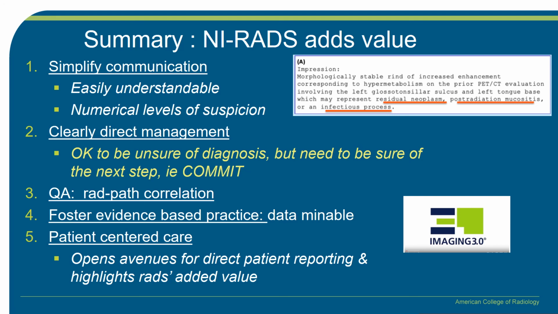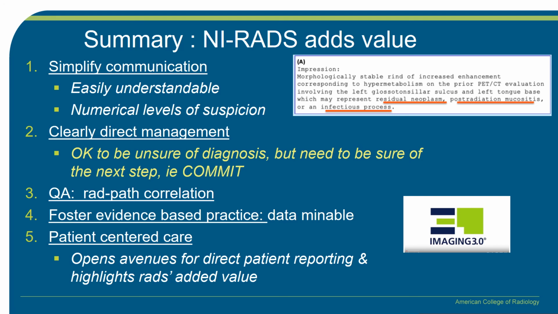So you can see this is an impression from an outside report, and we often do a great job describing the abnormality, and this was in the left glossotonsillar sulcus. But then our impression is that it could be neoplasm, mucositis, or infection. And we give no level of suspicion, which leaves the surgeons wondering, what's my next step? Instead, if you give this a 2A, it's a mucosal abnormality, say it's low suspicion, likely post-radiation, the patient's not as worried. The surgeon can just take a look, and everyone is happy. So it clearly directs management.